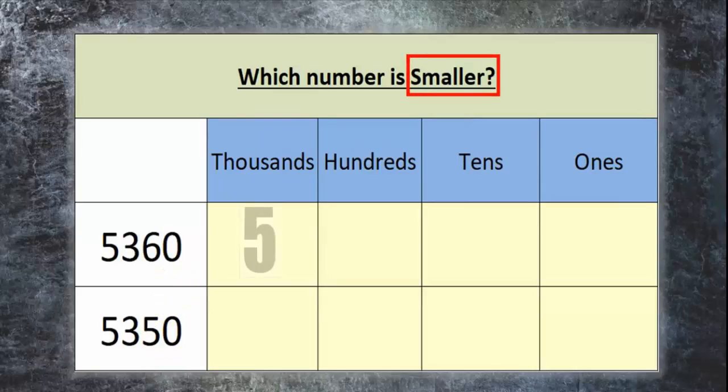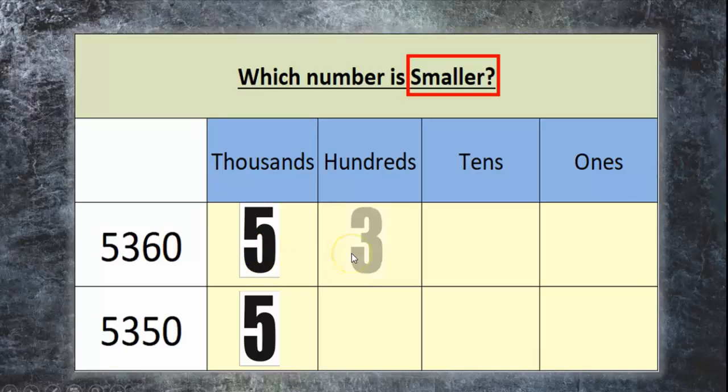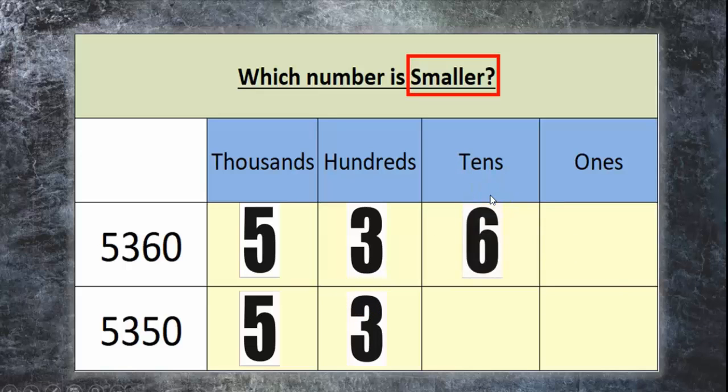We have 5 thousands and 5 thousands. So we must move to the hundreds now. Both numbers have 3 hundreds. Now we must move to the tens. 6 tens and 5 tens. Which number is smaller? This one, 5. So 5,350 is smaller.